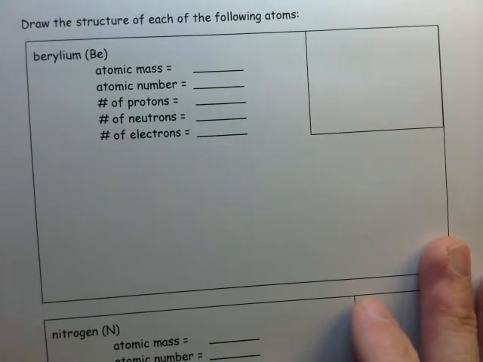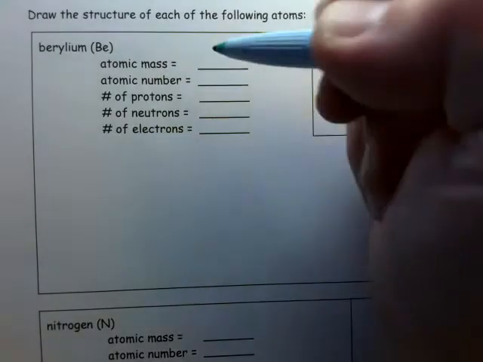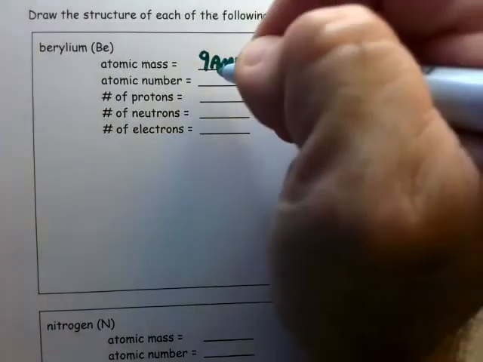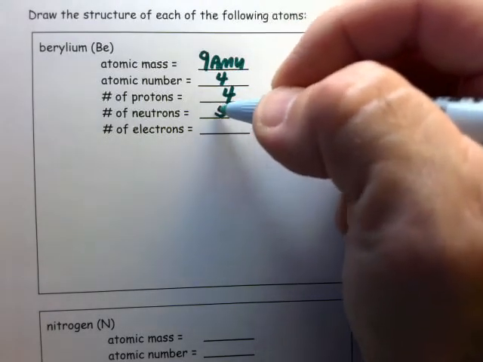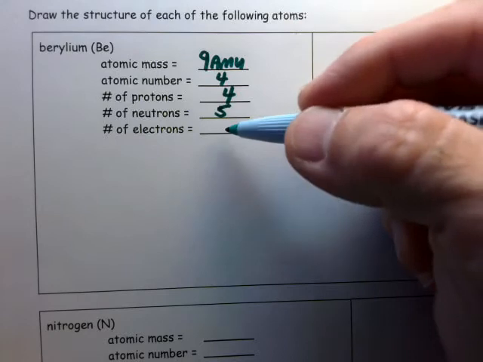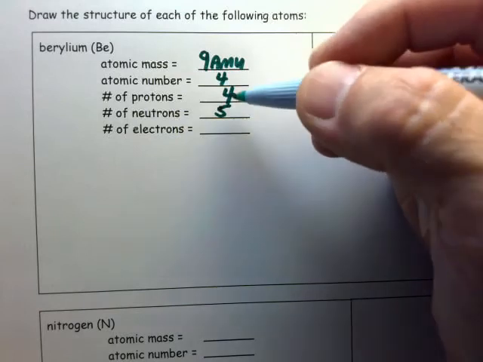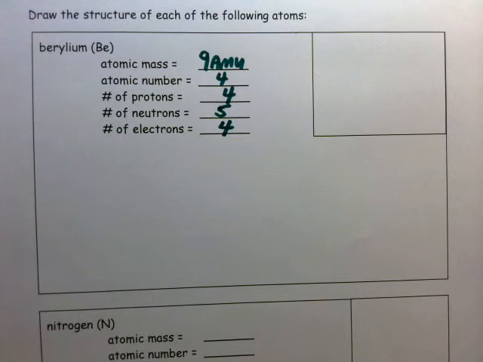I've got a little square here to fill in the parts of a beryllium atom. The atomic mass, we said, is 9 AMU. The atomic number, we looked it up on the periodic table, is 4. Atomic number and number of protons means the same thing, so 4. The number of neutrons, previous page, we said 9 minus 4, 5. The number of electrons, electrons have to cancel the protons so that the whole thing is a 0 charge. So if there's 4 protons, there must be 4 electrons. There's your parts list to build a beryllium atom.